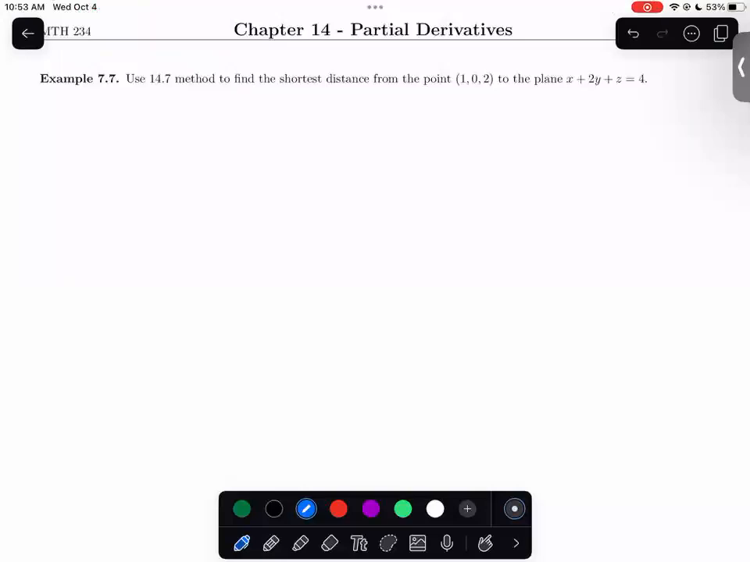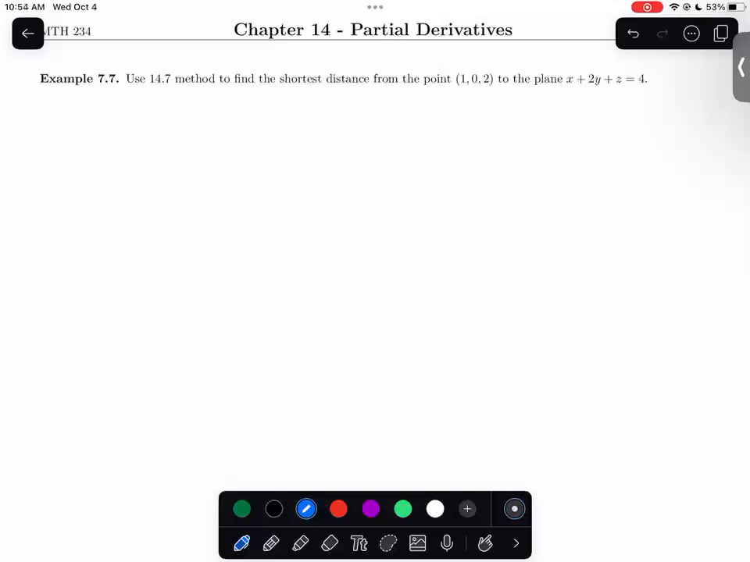I'd like to use the 14.7 method to find a shortest distance between a point and a plane. And so, I mean, I'm aware, in 12.5, we have another way of finding a shortest distance between a point and a plane. The problem is, using the 12.5 method, if you were to use any other surface, right? Imagine instead of a plane, you wanted a cone or a hyperbolic paraboloid or an elliptical paraboloid, right? If you wanted to use any other surface, that method no longer works.